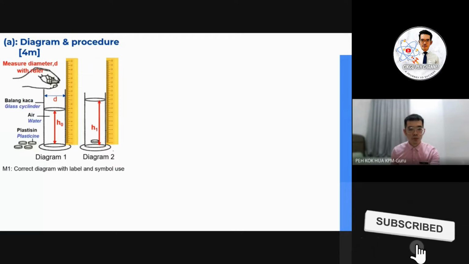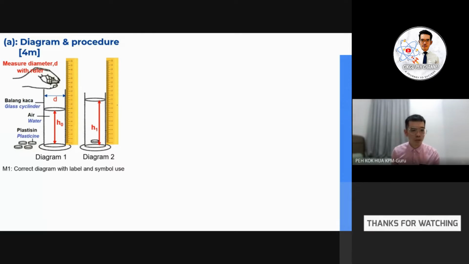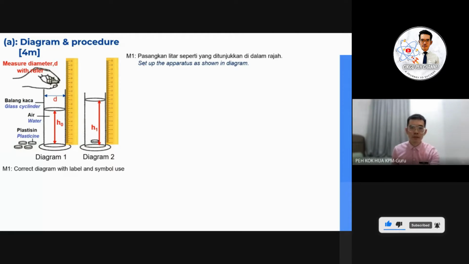First, you have to give the correct diagram with label and symbol used. As mentioned just now, you have already sketched the diagram in your question. So here you have to draw the diagram with a label for each apparatus and the symbols you're using. For the first statement, you can just set up the apparatus as shown in the diagram. So this will be your first mark.